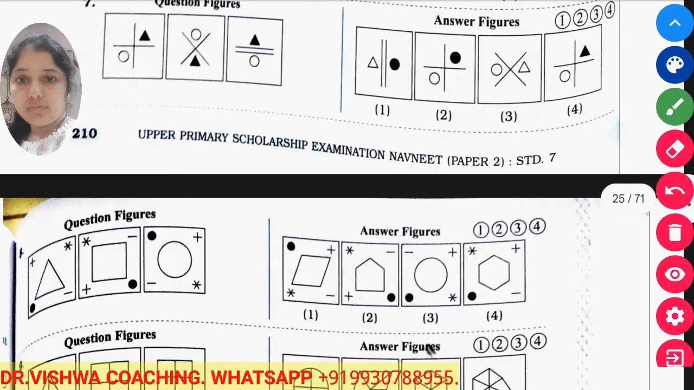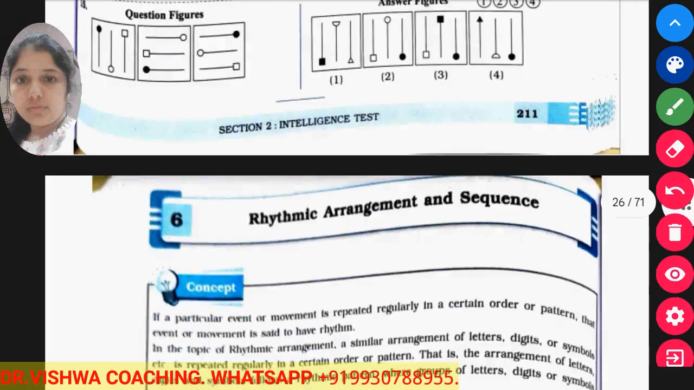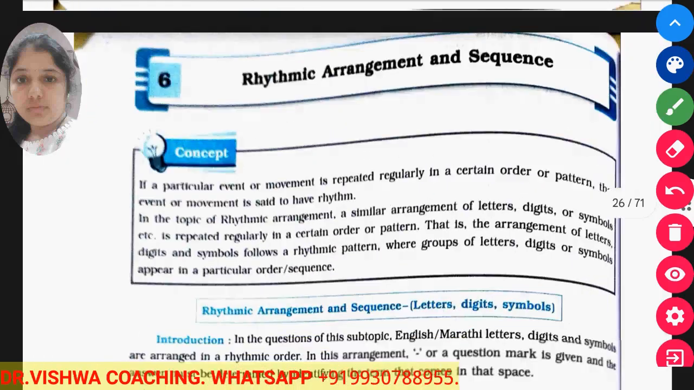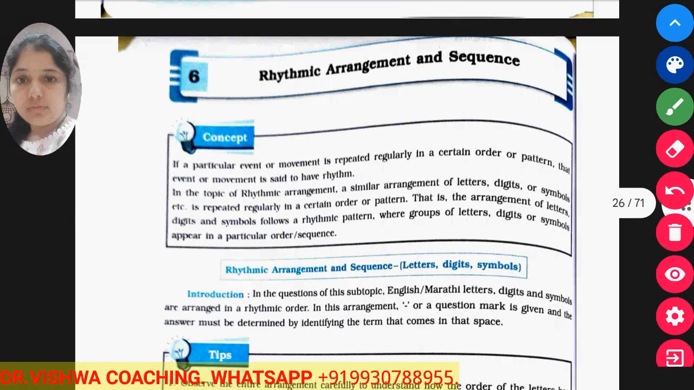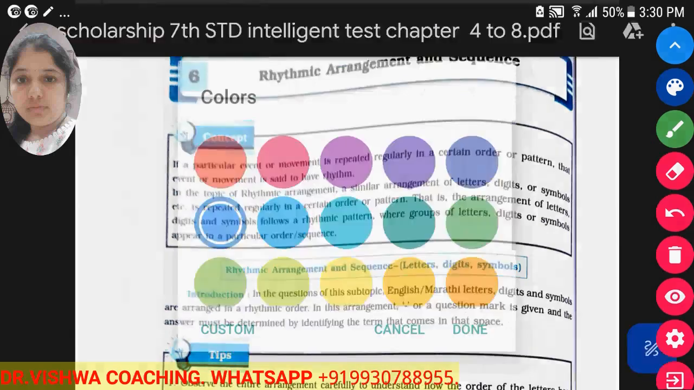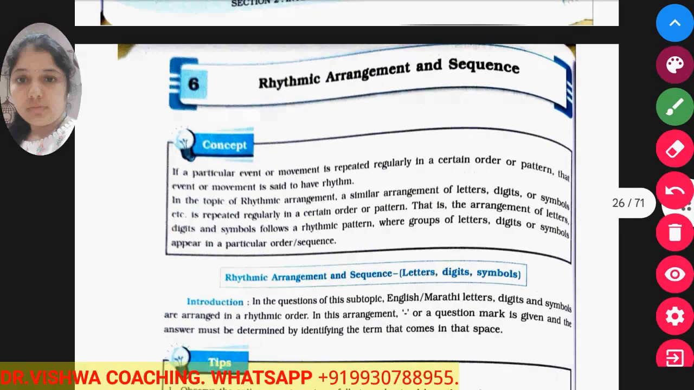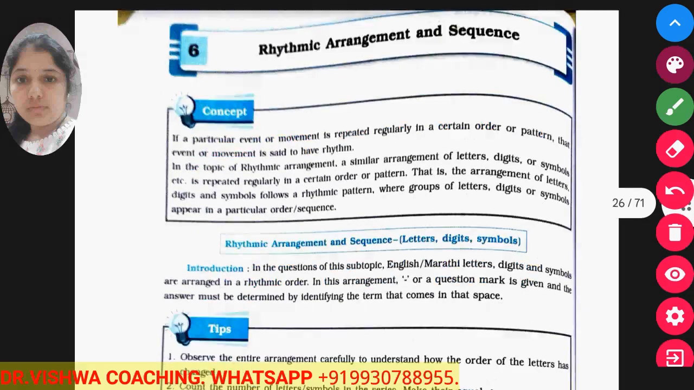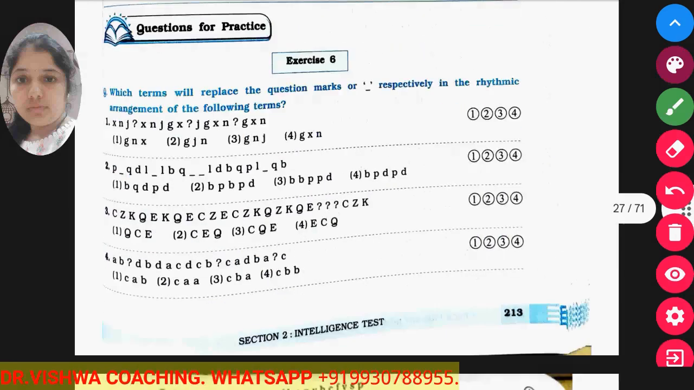So you have to solve, you have to think like this so that you can crack the remaining sums. I'm leaving it for you, because as much as you practice, you will get the desired marks in your exam. Okay, now the next topic is rhythmic arrangement and sequence. Here is the sequence, and here is the rhythmic arrangement of shapes, letters, digits and symbols. Okay, so we'll go to the practice exercise directly.